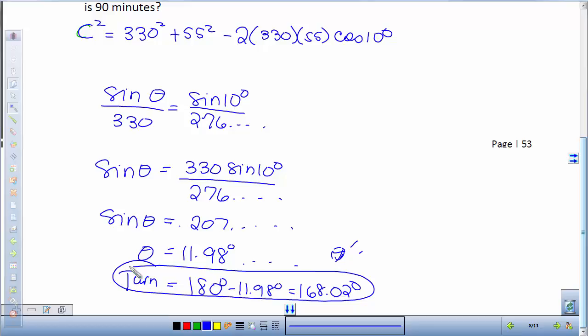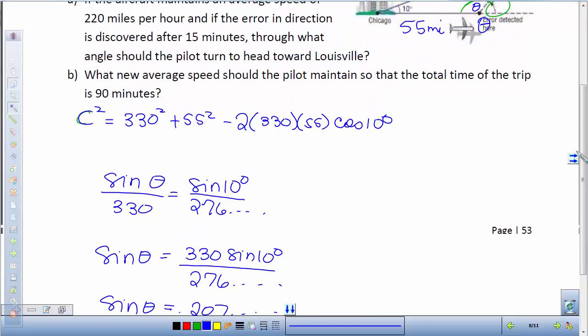Okay. And then they ask, what new average speed should the pilot maintain so that the total time of the trip is 90 minutes? He's already traveled 15 minutes. We've got 75 minutes left. So still, distance equals rate times time. We're asking about the average speed, so the rate is going to be distance divided by time. We got 276 miles divided by 75 minutes, which is what? 1.25 hours, right?